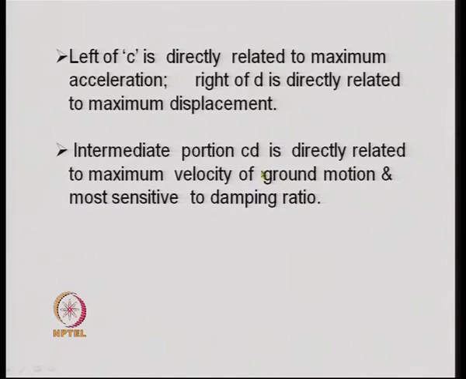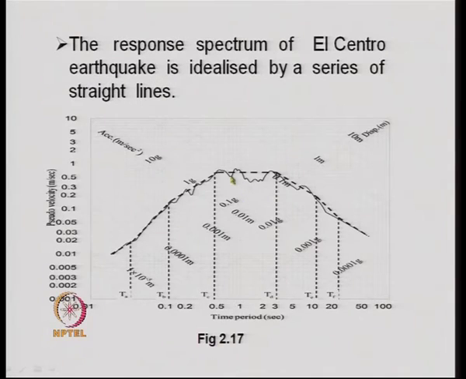The intermediate portion CD is directly related to the maximum velocity of ground motion and is most sensitive to the damping ratio, that is the horizontal portion. It is obviously most related to the velocity, and this is also found to be very sensitive to the damping ratio. That means, if we change the damping constant, we will find that in this range the response spectrum varies widely.